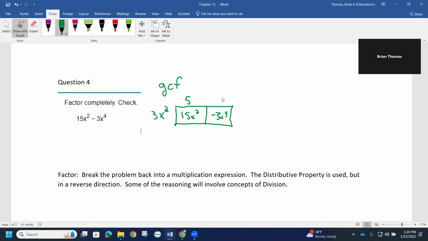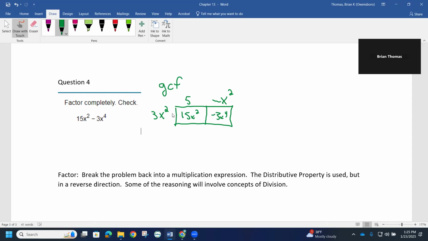Then I move over here. What times 3x squared gives me this negative 3x to the fourth? Looks like I'm going to need a negative, and since there's four x's here, and there's only two out here, I need two more x's. So it looks like I need a negative x squared up here. So a negative 3x squared times two more x's is going to be negative 3x to the fourth.